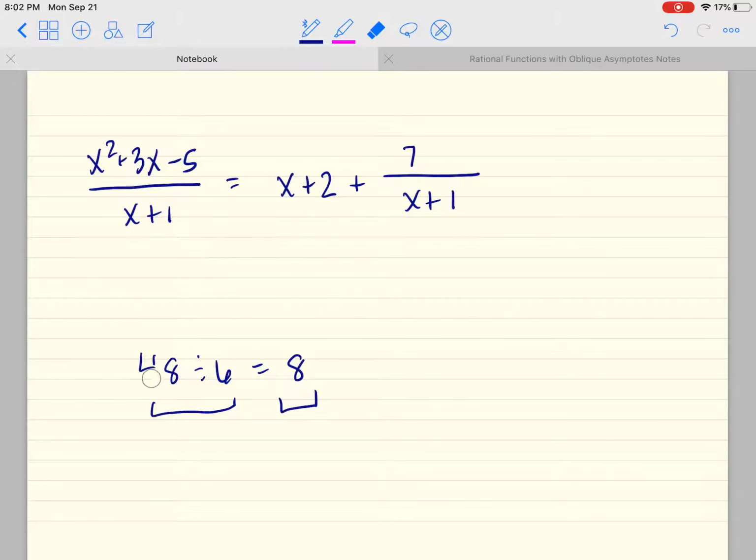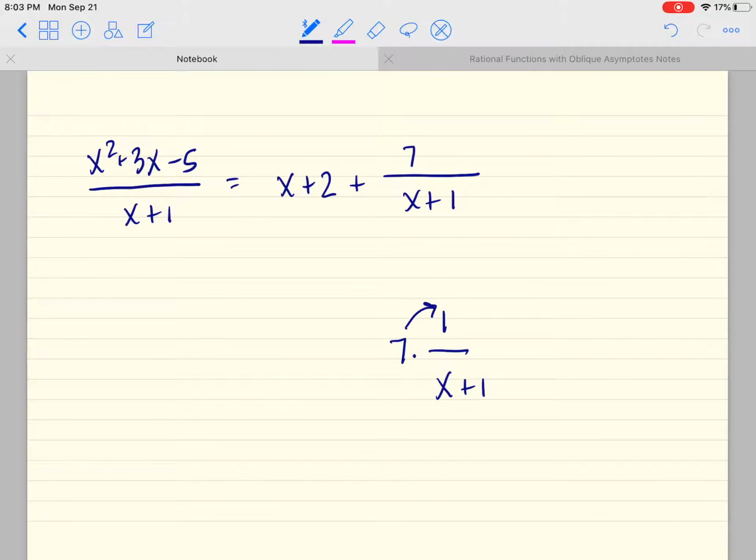So why does x plus 2 end up being a slanted asymptote for us? Well, let's go back to our parent function. Okay, our parent rational function was just 1 over x, right? If I put a plus 1 here, what happens to our function? Well, it shifts over to the left 1. And if I multiplied by 7, which would go to the top of the fraction, 7 over x plus 1, then not only am I shifted to the left 1, but I'm also going to be vertically stretched. Okay, so this piece here is so far just two transformations of our parent function.